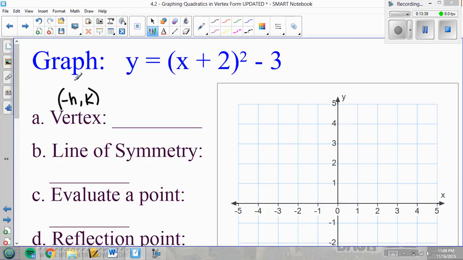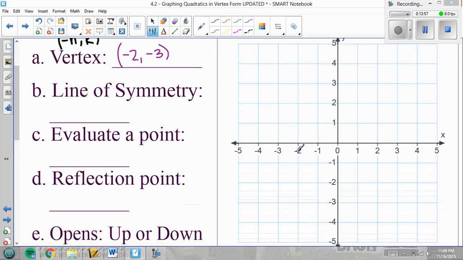Okay, so for my vertex, remember the opposite of H. So the opposite of +2 we know is -2. The outside K stays the same, -3. So I can plot (-2, -3). And if I know the x of my vertex, remember you know your line of symmetry or axis of symmetry, it's the same thing. X equals -2, so I can draw a dashed line directly through my vertex at -2.